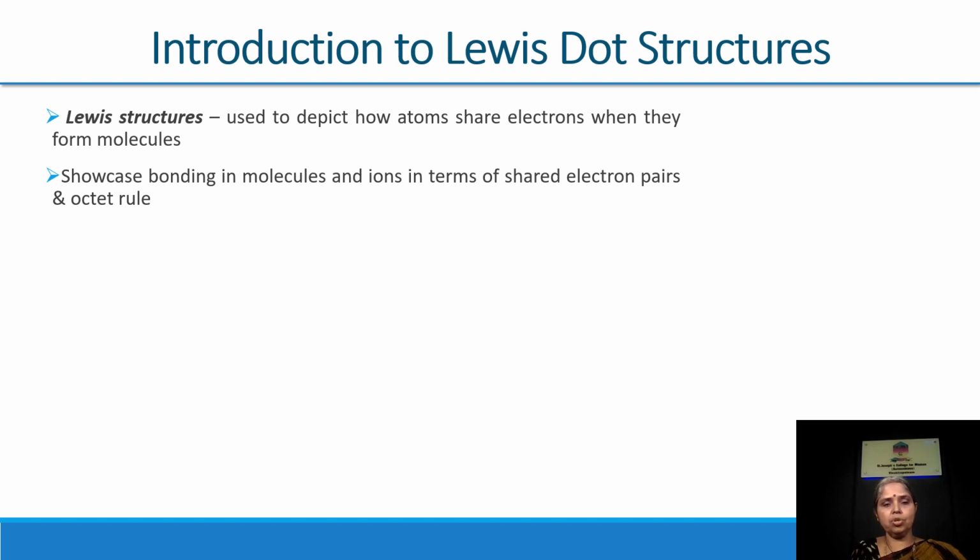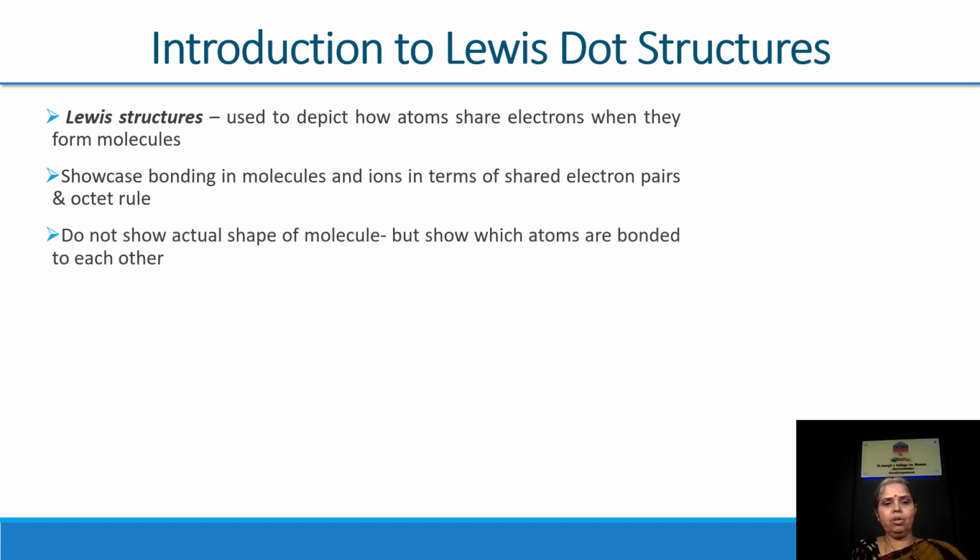Lewis structures showcase bonding in molecules and ions in terms of shared electron pairs and also in terms of the octet rule. The main focus is that every atom should get 8 electrons in its valence shell. Of course, there are exceptions where molecules get less than an octet, or greater than an octet also, but generally, with the octet rule in mind, the Lewis structures are drawn.